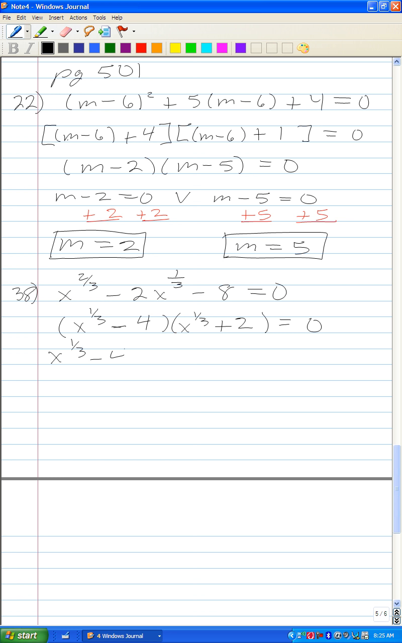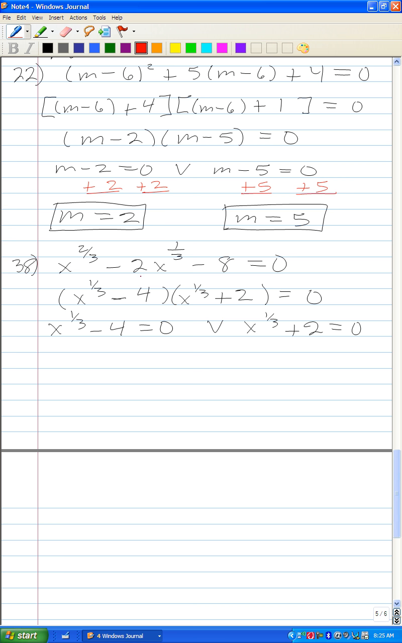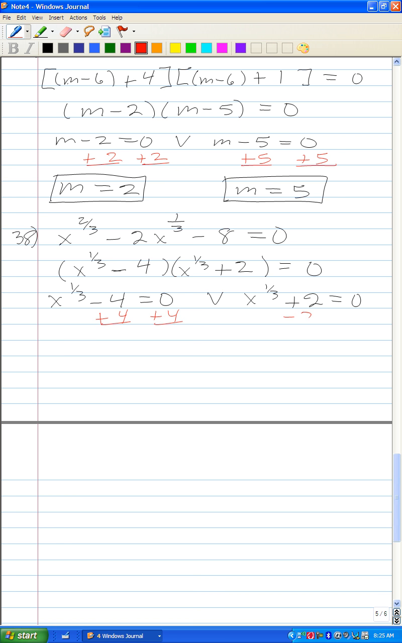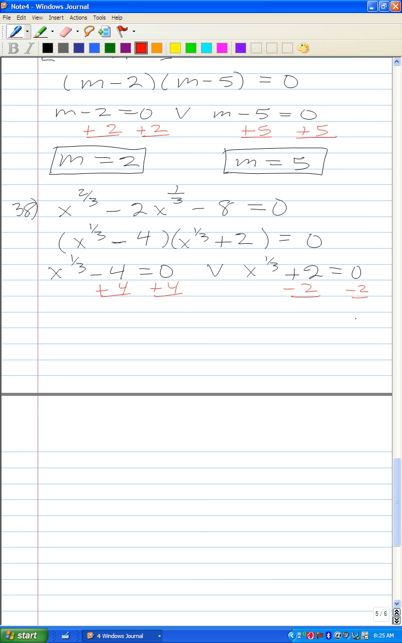X to the 1/3 minus 4 equals 0, or x to the 1/3 plus 2 equals 0. Add 4 to both sides of your equation. Subtract 2 from both sides of your equation. And so x to the 1/3 is 4. Cube both sides of your equation. So x is equal to 64.